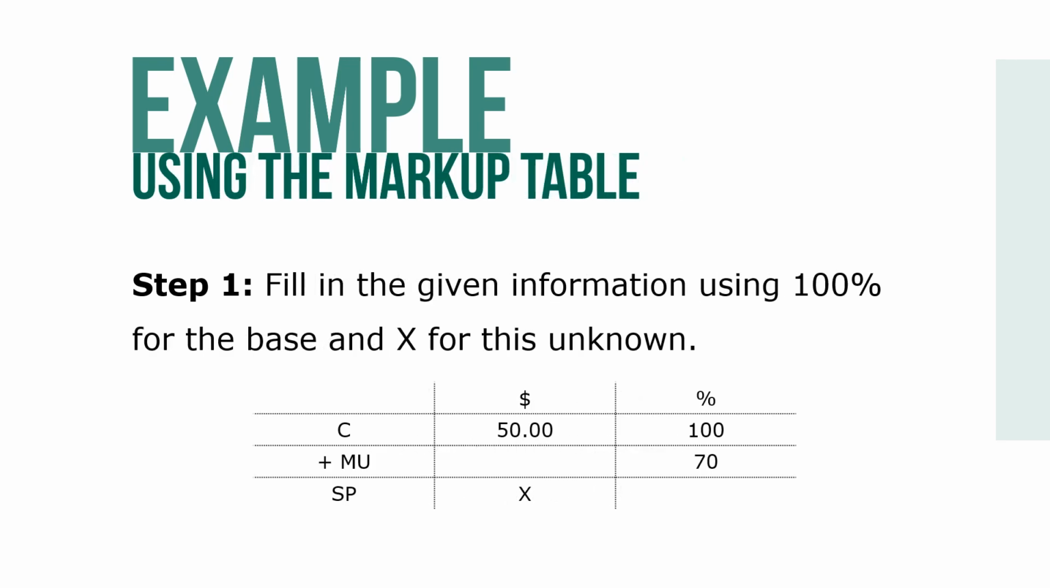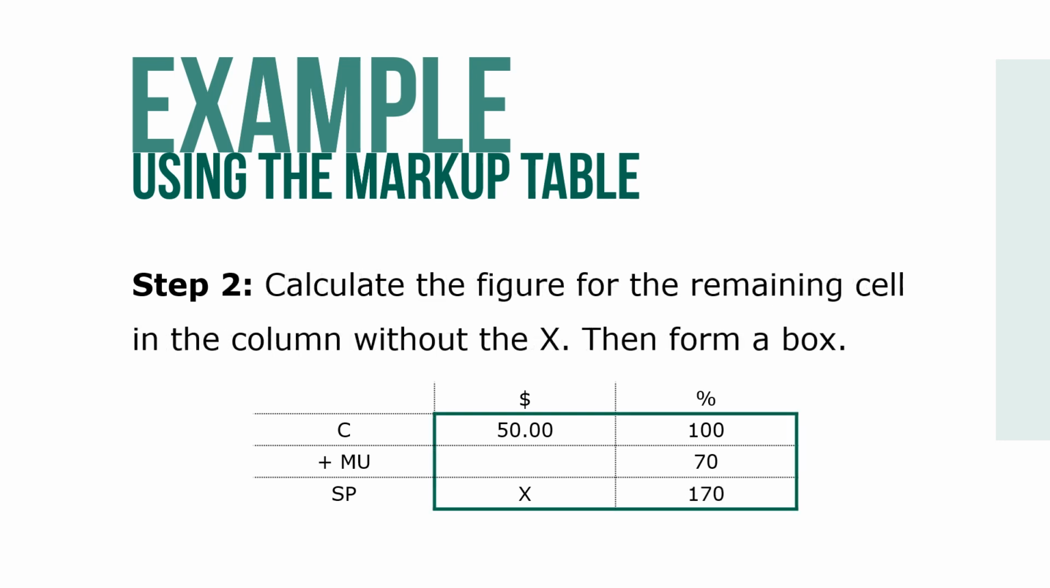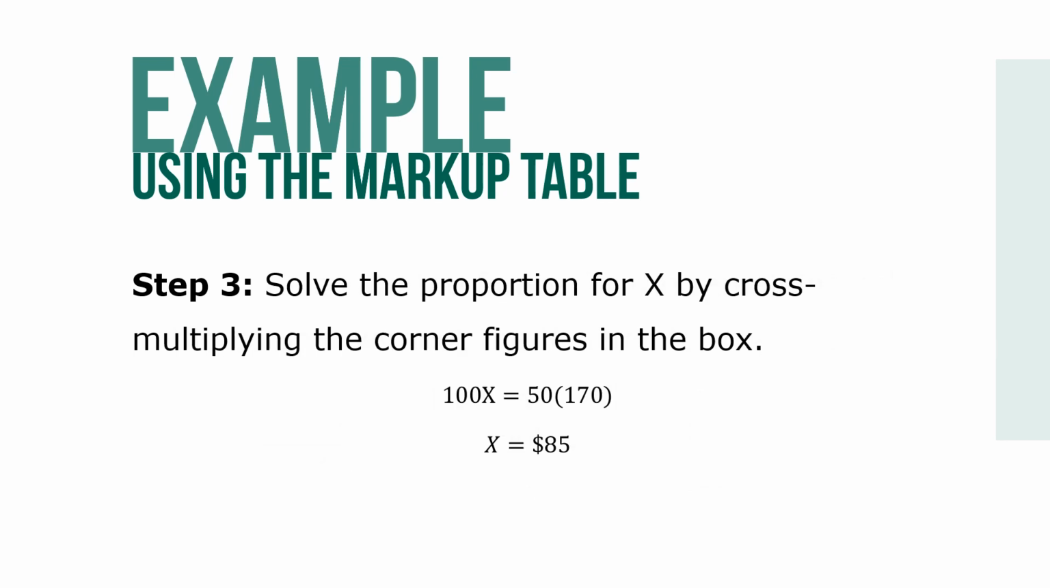Fill in the given information using 100% for the base and X for the unknown using the markup table as you see here. With this option, you can calculate the figure for the remaining cell in the column without the X, then form a box. Solve the proportion for X by cross-multiplying the corner figures in the box. So 100X equals 50 times 170, so X equals 85.